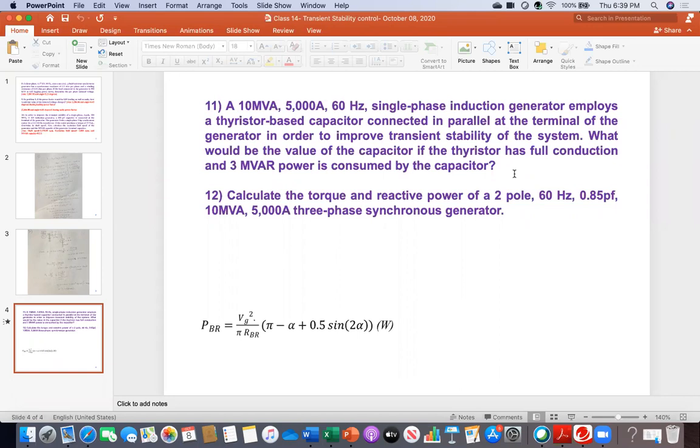As you can see in the problem, this is a thyristor-based capacitor. It is not a thyristor-based braking resistor, but a thyristor-based capacitor. Why am I showing the last equation? Because the equation will be the same. You just need to replace RBR in the equation by XC, the capacitive reactance. Everything else will be the same. Okay, Dr. Ali. Now Manoj, with those hints, keep trying.